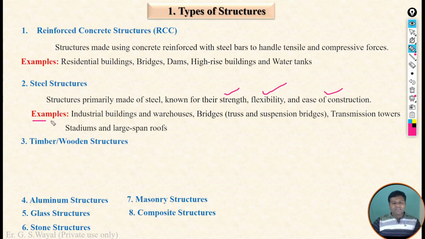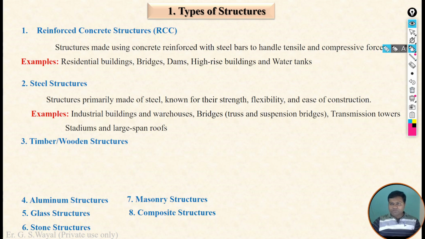Then these are some examples in which we are using only steel for the construction, like an industrial building or industrial shed, warehouses, bridges where truss and suspension bridges are used. So suspension bridges, or the truss, are fully made of steel, okay. Transmission towers, stadiums and large span roofs, if we require a large span, then in that case also we have to go with the steel member. So that particular structure is called a steel structure, okay.